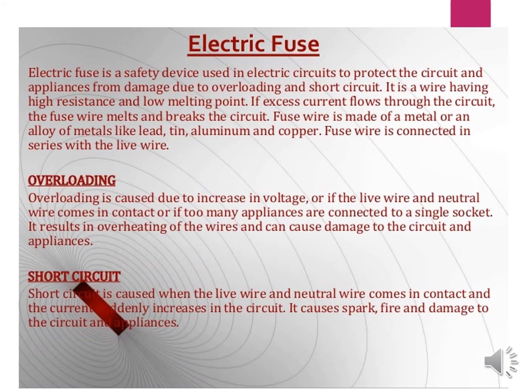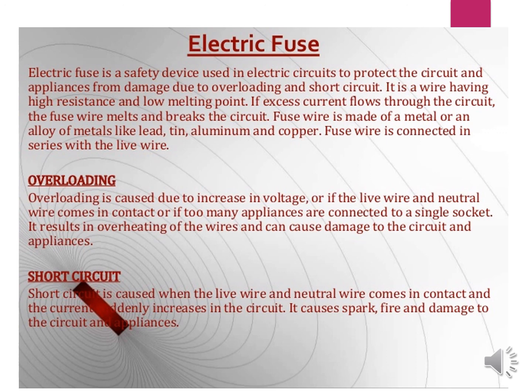Electric fuse. Electric fuse is a safety device used in electric circuits to protect the circuit and appliances from damage due to overloading and short circuit. It is a wire having high resistance and low melting point. If excess current flows through the circuit, the fuse wire melts and breaks the circuit. Fuse wire is made of a metal or an alloy of metals like lead, tin, aluminum, and copper. Fuse wire is connected in series with the live wire.